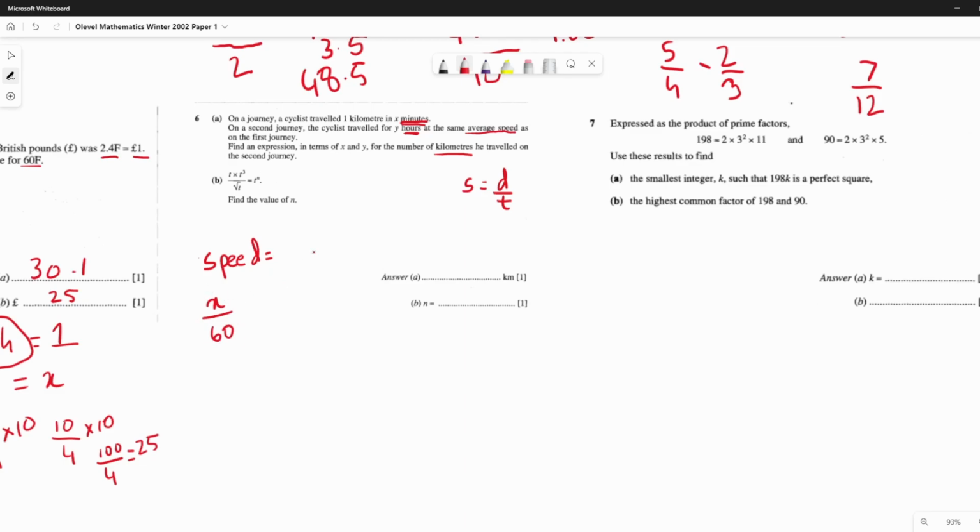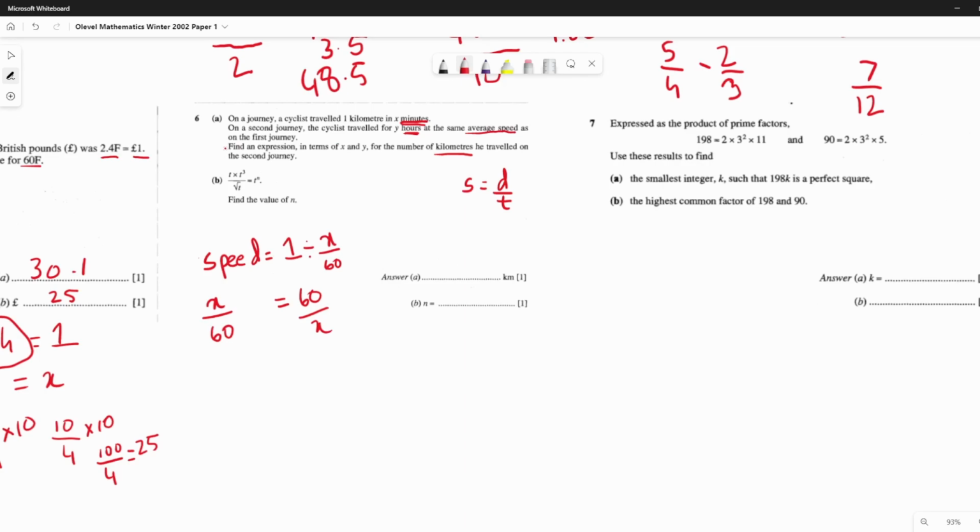So what we have here is our distance, which is 1 kilometer, divided by x over 60, which gives us our speed as 60 over x, because we would just flip this and multiply it by 1, so it would be 60 over x. Now we have the speed.